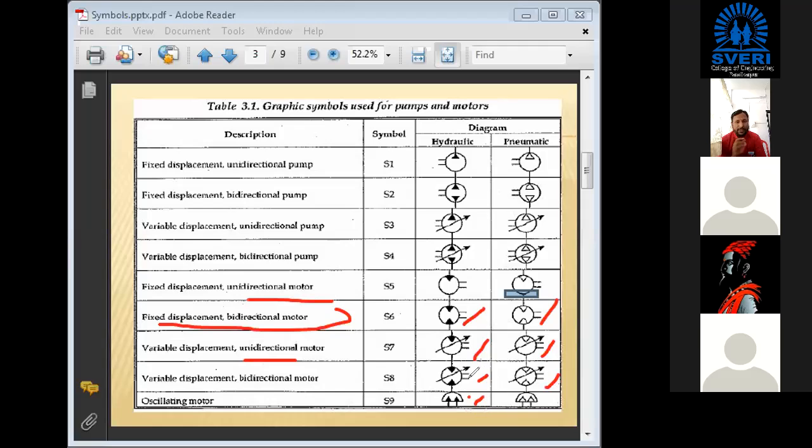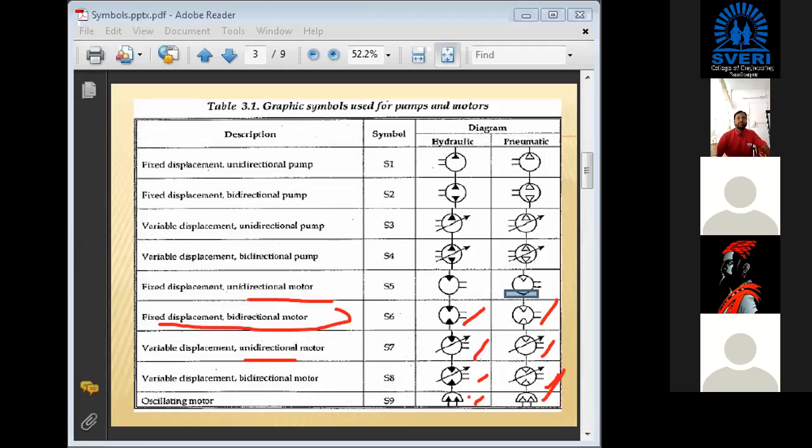And every symbol has its own coding. See, S1, S2, S3 like that. S9 means what? Oscillating motor. S8 means what? Variable displacement bidirectional motor. Okay, so these are the symbols which are used for the pumps and motor.